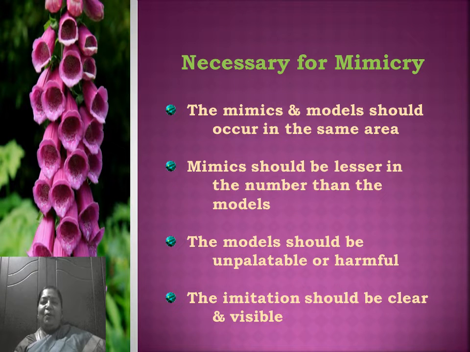Let us see what kind of situation is necessary for the occurrence of mimicry among animals. The mimics and models should occur in the same area. Mimics should be lesser in number when compared with the models. The models should be unpalatable or harmful. The imitation should be clear and visible.